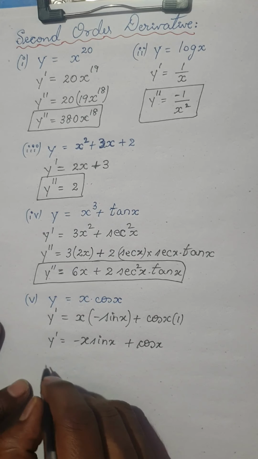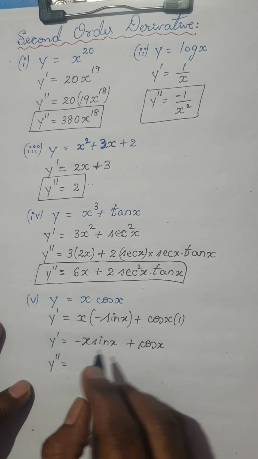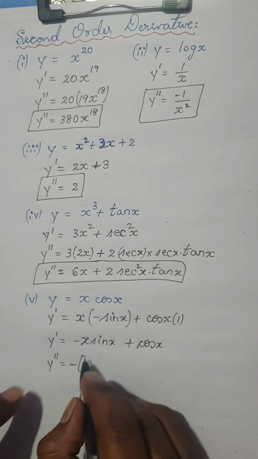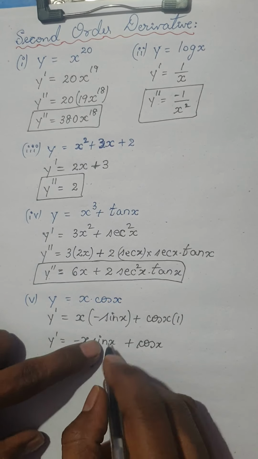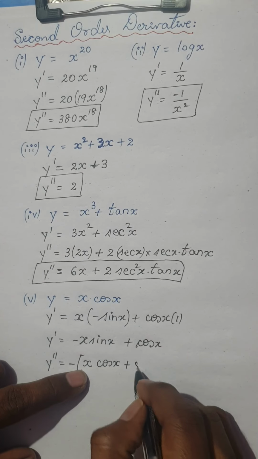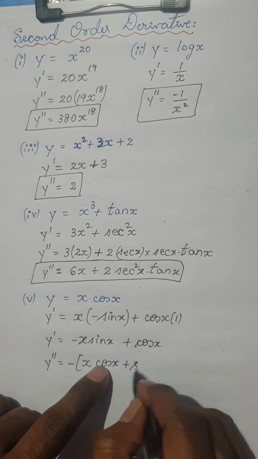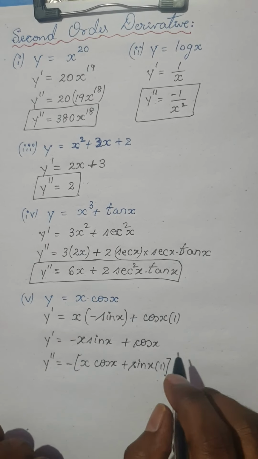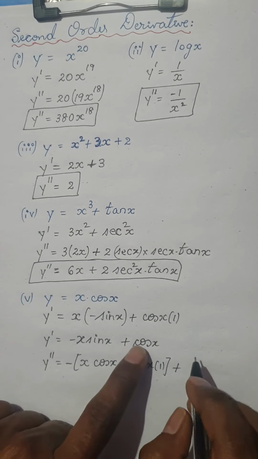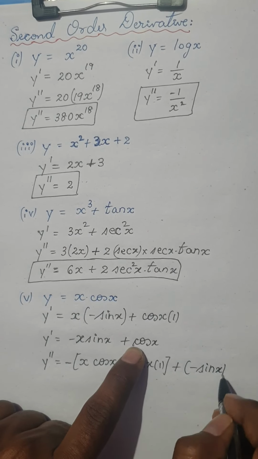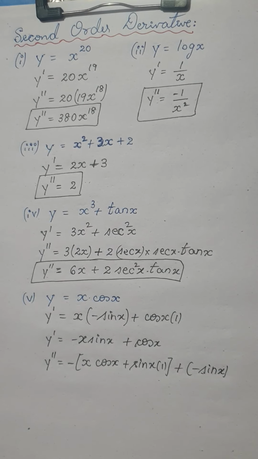So the second derivative, y double dash, is nothing but, again here I have to use the product rule. Keep this minus outside. Now again keep x as it is. Derivative of sine will be cos x. Plus now sin x as it is. Derivative of x will be 1. Plus now check what is derivative of cos x. We know derivative of cos x is minus sin x, isn't it?